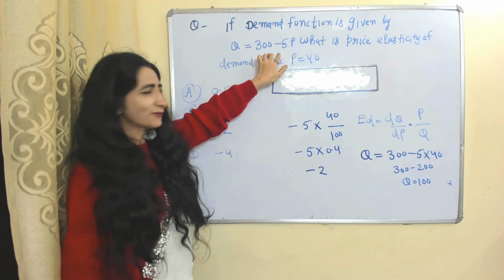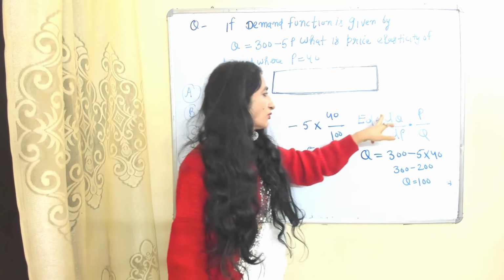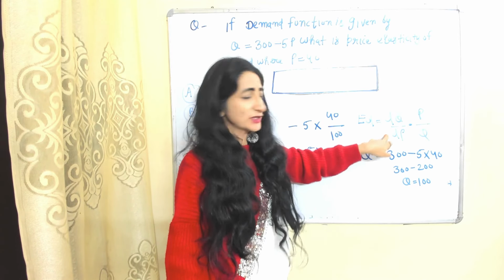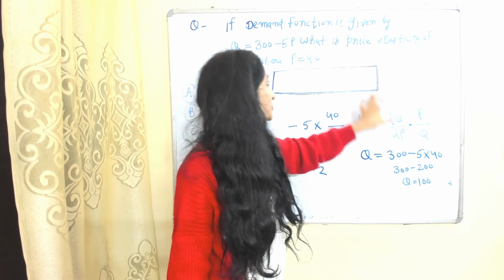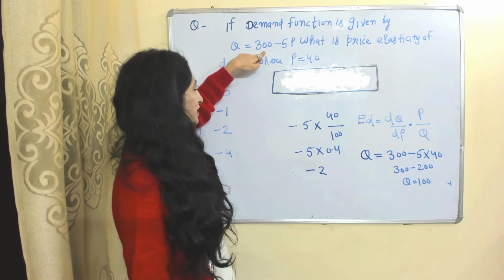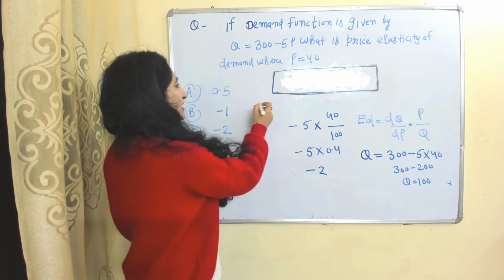This is the given demand function, this is the given price. We have to find the price elasticity of demand. Which one is the price elasticity of demand? This is the formula to calculate price elasticity of demand, dq over dp. That means we have to differentiate q with respect to p. P is the initial price, Q is the initial quantity. First of all, we differentiate this demand function with respect to P. The derivative of 300 is 0. The derivative of minus 5P is equal to minus 5. So, the value of dq over dp is equal to minus 5.